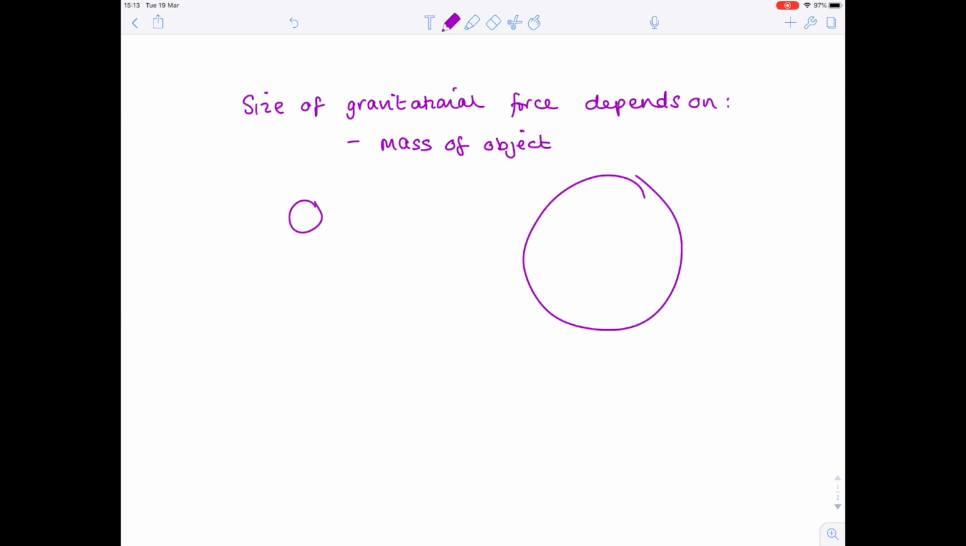So we know that the various objects in space are held in position due to the gravitational force. However, what does the size of that gravitational force depend upon? Firstly, the mass of an object. And this is why the gravitational force on Jupiter is much greater than that on Earth, because Jupiter is so much larger, it has a way bigger mass compared with Earth. And secondly, it's the distance between the objects. So the closer the objects are, the greater the gravitational force.